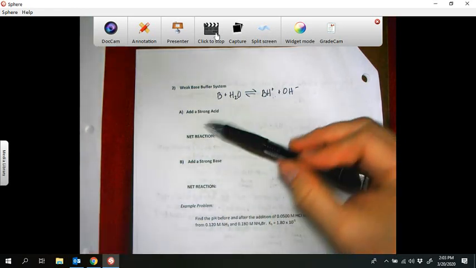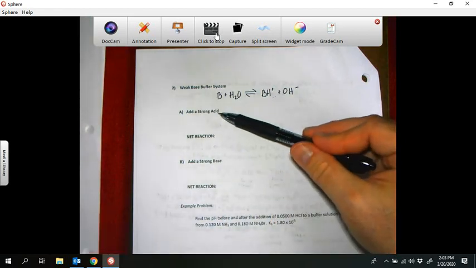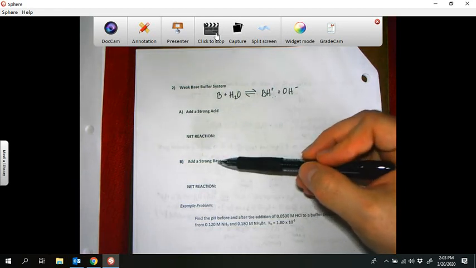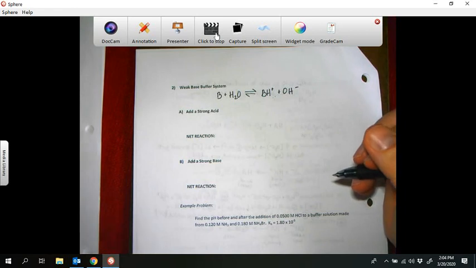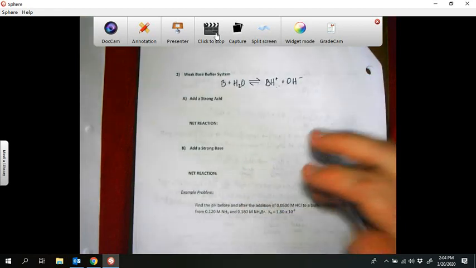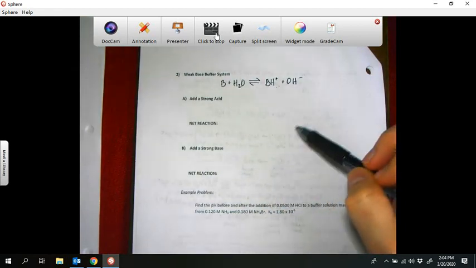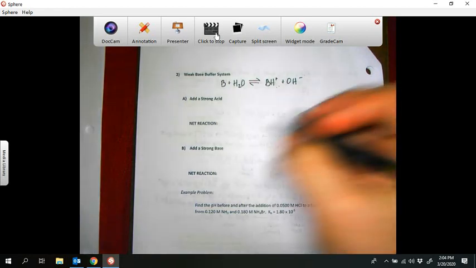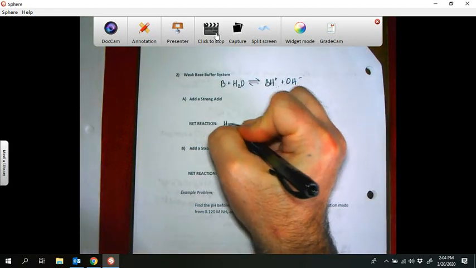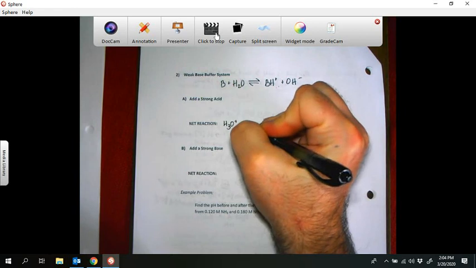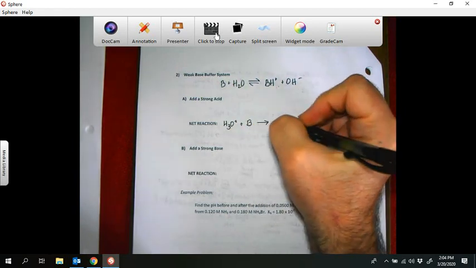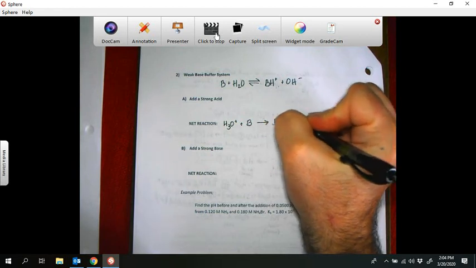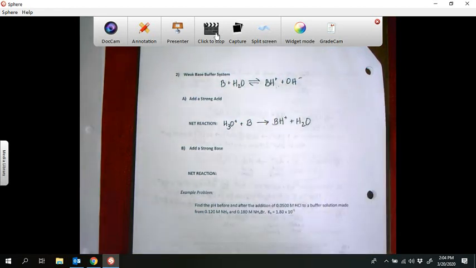Now we're going to look at what happens if we add a strong acid and a strong base. And they're basically the same explanations that we did before. So I'm going to skip all that and just go over the net reaction. I'm not as concerned if you know which way it shifts and all that, but just that a net reaction is going to occur. So if we have H3O plus and our base, this gives us this equation for our net reaction.